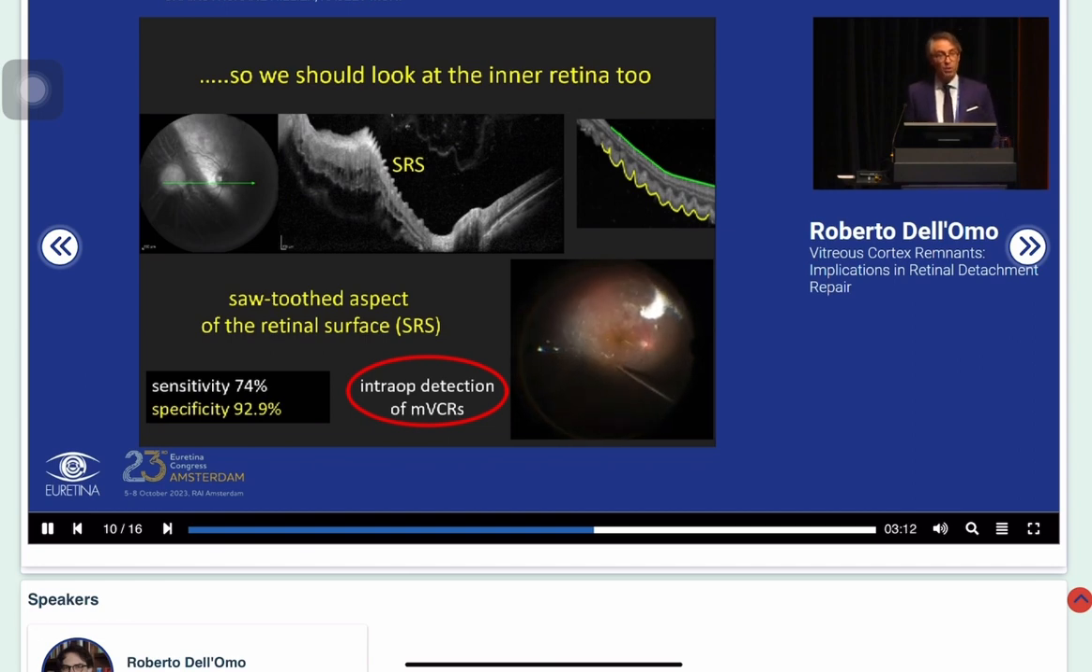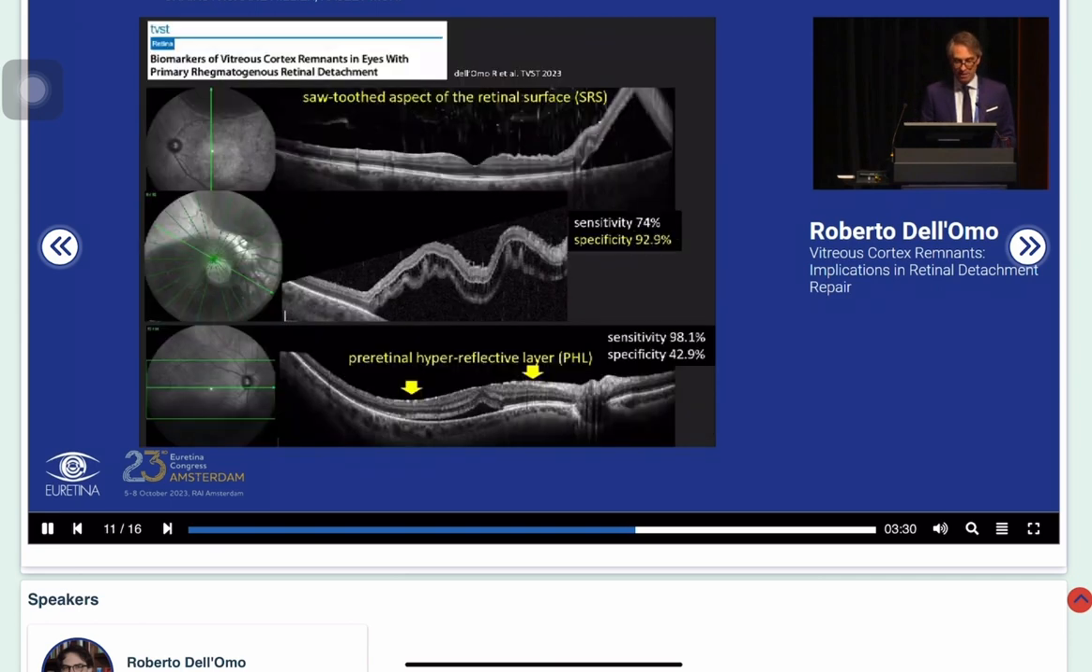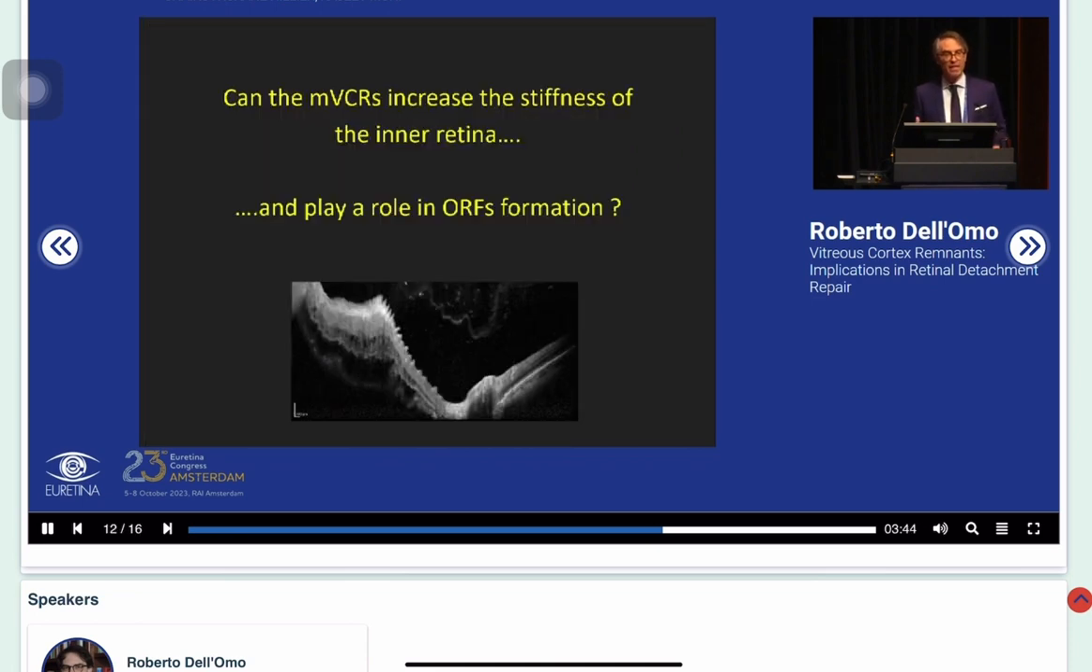And actually, we noticed that some preoperative biomarkers on OCT can be very useful and highly specific to find macular VCR intraoperatively, like this sawtooth aspect of the retinal surface. Another preop biomarker on OCT that can be highly sensitive but poorly specific is the presence of this pre-retinal hyperreflective layer. So the question is, can the macular VCR increase the stiffness of the inner retina and play a role in outer retinal fold formation?